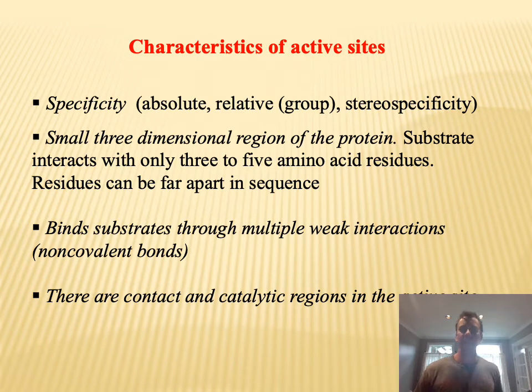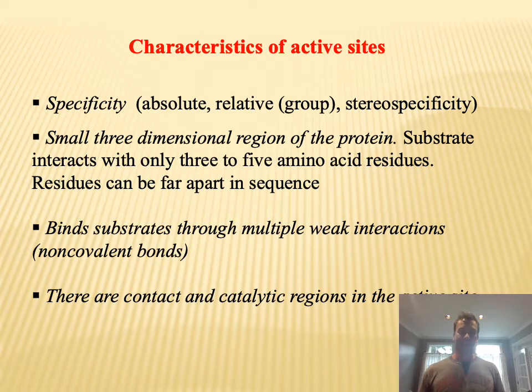There are a few characteristics of active sites. The first one being specificity. It has very absolute or relative specificity in some cases. You may have a couple of different substrates that are very close in chemical nature that are specific for that active site. Enzymes active sites are also stereospecific, so they may only work on the L versus the D form of the substrate, for example.